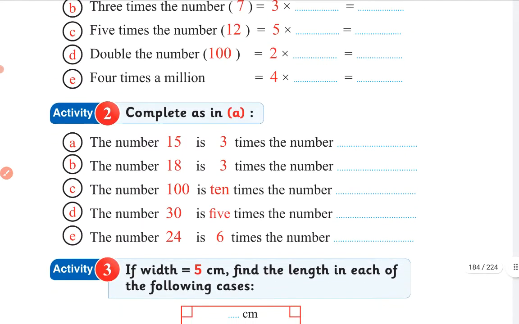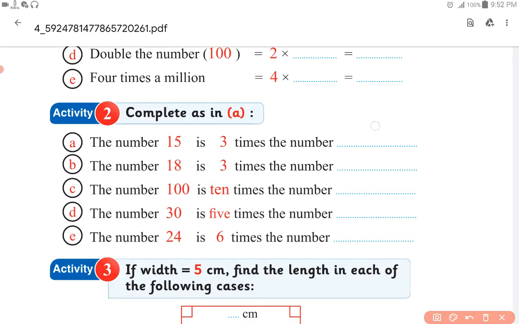بعد كده complete as in A. The 15 is 3 times the number. السؤال ده نركز فيه كويس. احنا السؤال اللي فات كنا نقول 5 times a number equal 5 times 12 equal A. فأنا كنت بقول 5 times. هنا 15 is هنا معناها equal. 15 equal 3 times what? 3 times a number equal 15. 3 times what equal 15? 3 times 5. Because 3 times 5 equal 15.